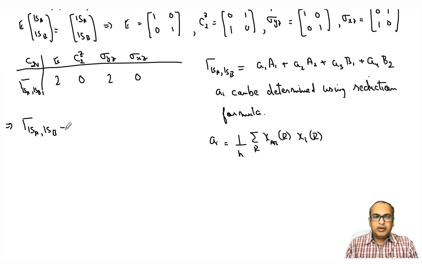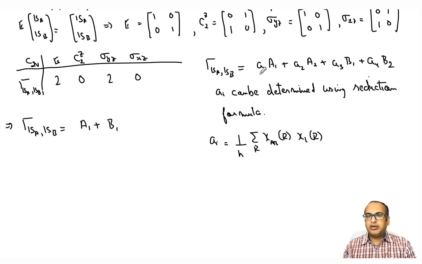1s b, what we get is a1 plus b1. So we see that this small a1 is equal to 1 and this b1 is equal to 1. A2 and b2 go to 0. So that's why there is no contribution of a2 and b2 towards this one, right? So what we get here is only a1 plus b1.